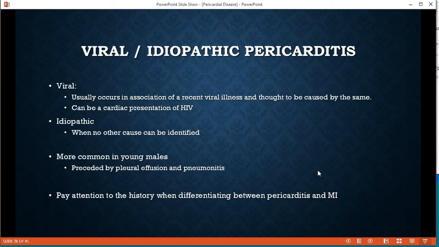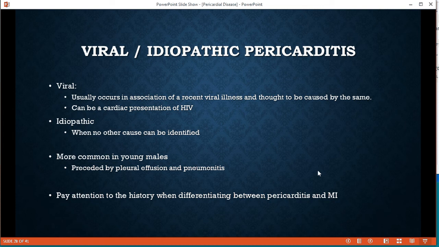Okay, so next we're going to talk about different etiologies or reasons behind pericarditis, and we'll just briefly touch on your book. I did follow your book, so your book does touch on these different etiologies and how you go about treating this. So the first we're going to talk about is viral or idiopathic pericarditis.